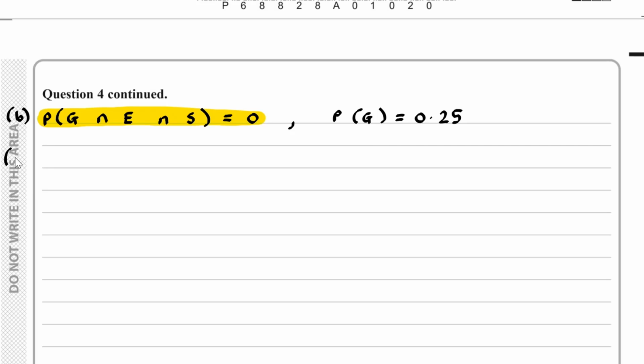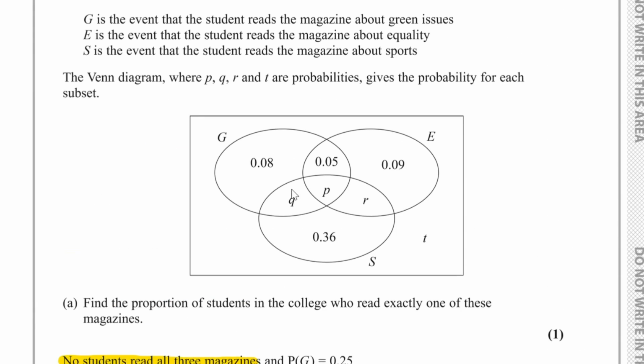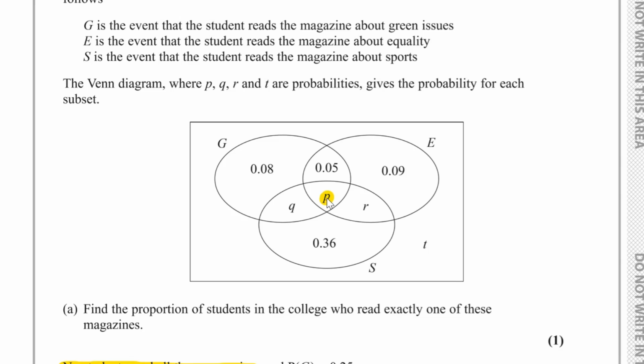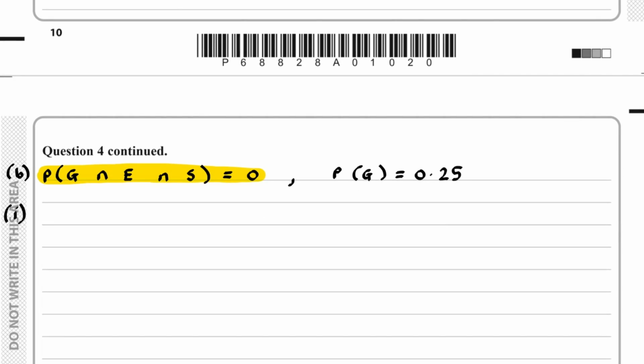So when we come to find the value of P, if the probability of green and equality and sports is equal to 0, well, that of course is what P is. And so therefore, the probability of green and equality and sports is P, which of course is 0. So P is equal to 0.